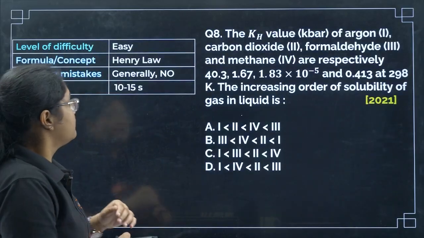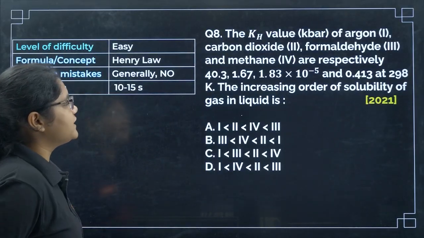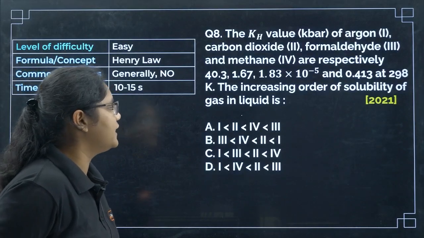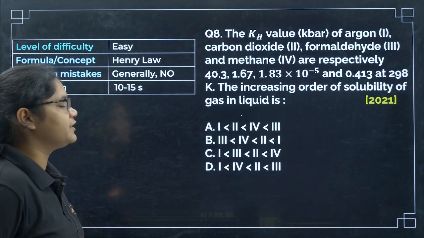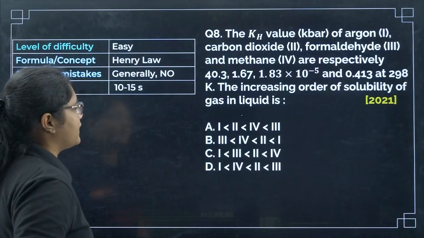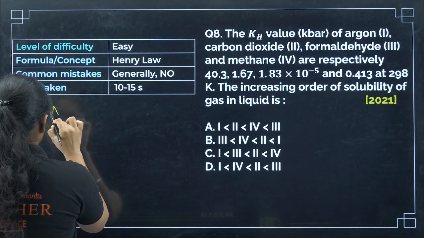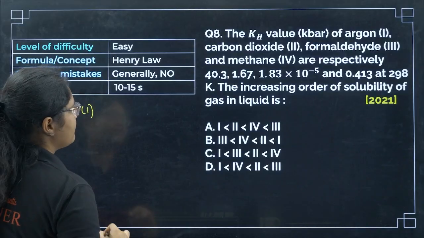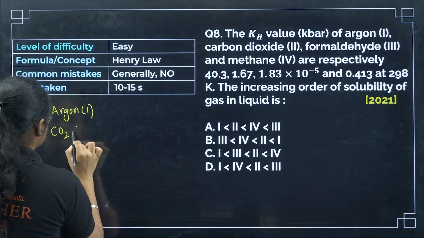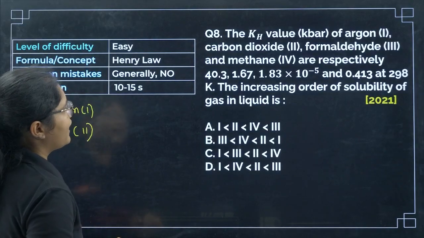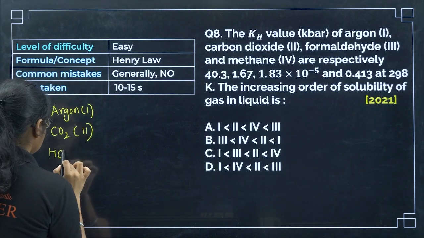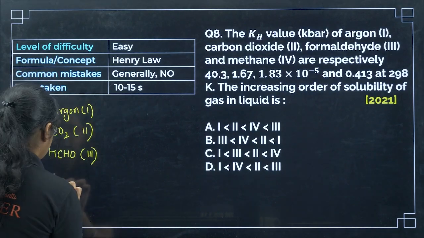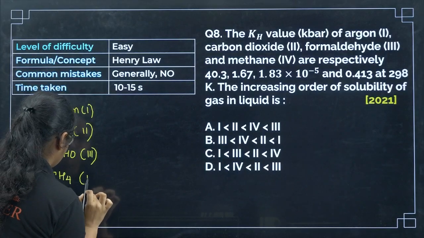We'll move to question number 8 here. KH values of argon, carbon dioxide, formaldehyde and methane are given. Arrange them in the increasing order of solubility of the gas in liquids. So first let us write down the values here. Argon, that is your number 1. Then you have carbon dioxide, which is your number 2. Then you have formaldehyde, that is your number 3. And then you have methane, which is your number 4.